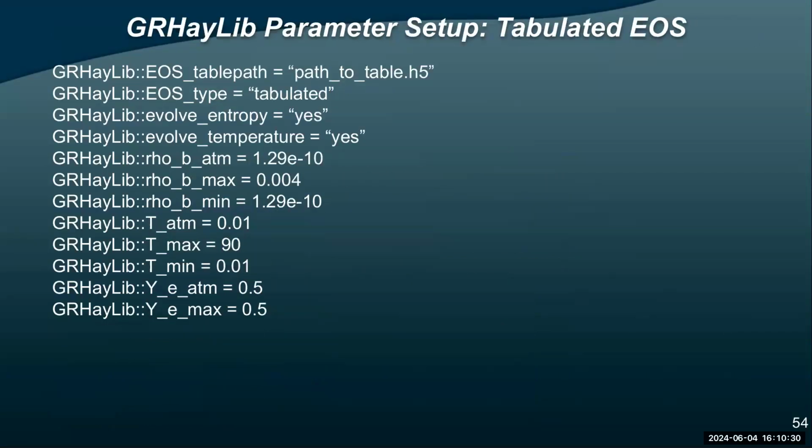And then if you want to do tabulated, of course, then you're going to set the EOS type to tabulated instead of hybrid. And then generally you're going to want to evolve the temperature, and you can evolve entropy with hybrid or tabulated. I just put it here so you can see it. And then you're going to have to tell it where the table is for it to use. And then in addition to those rho values you saw, you're also going to have to set ATM values for T and Y_e. And if you want, also mins and maxes. In tabulated, instead of it not setting them, the mins and maxes will be set to the table bounds if you don't set those.